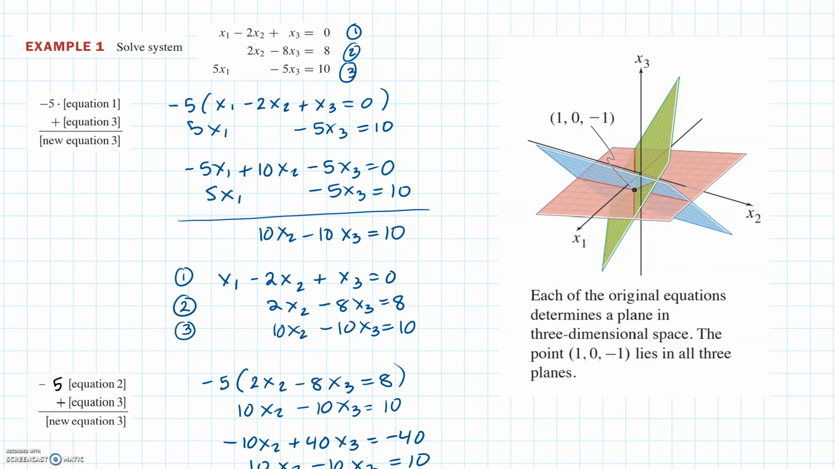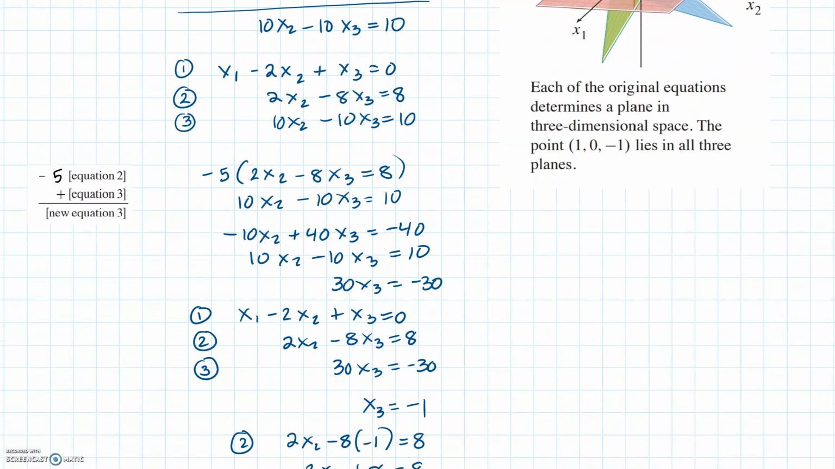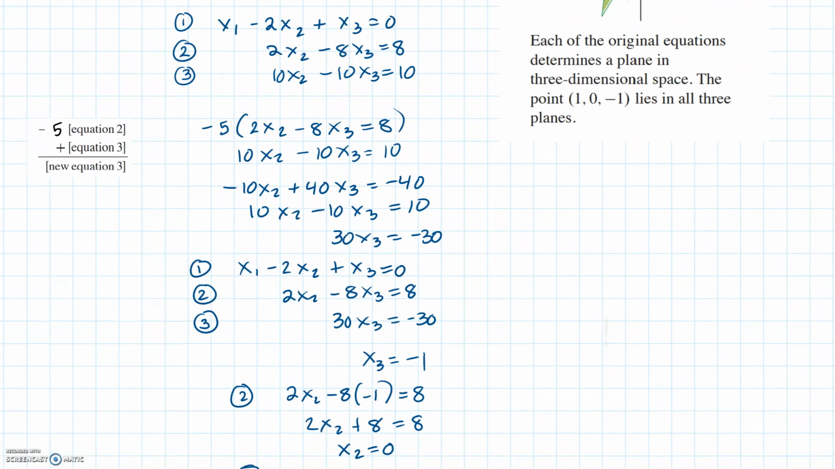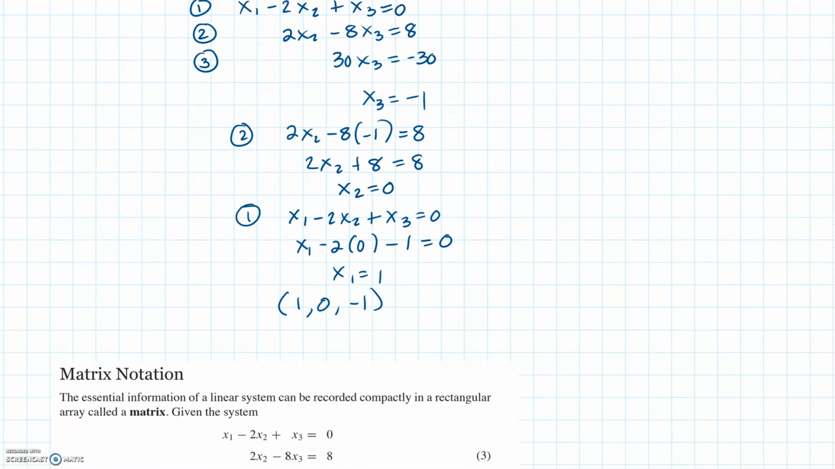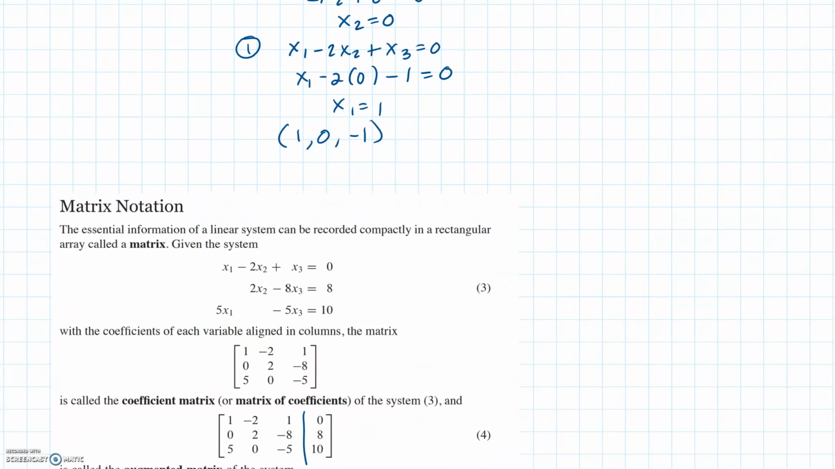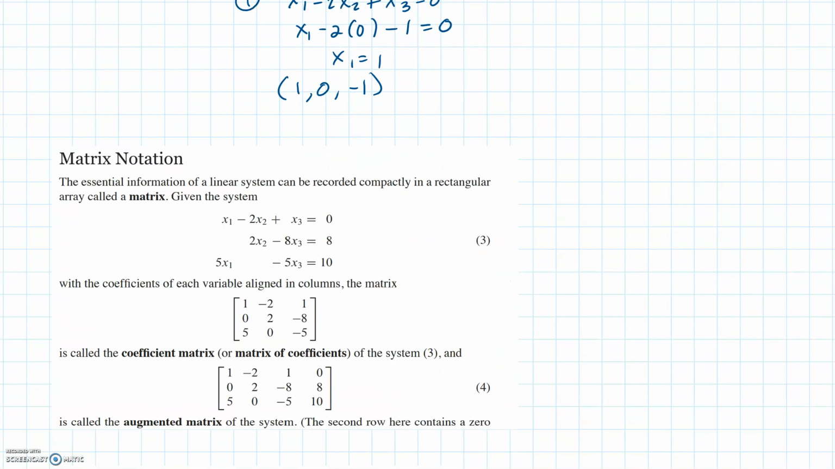Now, if we did this with 4 variables, x1, x2, x3, and x4, this method of elimination would be very tedious. So we have to come up with a new method to solve these. And that's where we're going to introduce matrices. It says here that the essential information of a linear system can be recorded compactly in a rectangular array called a matrix that you can see here.